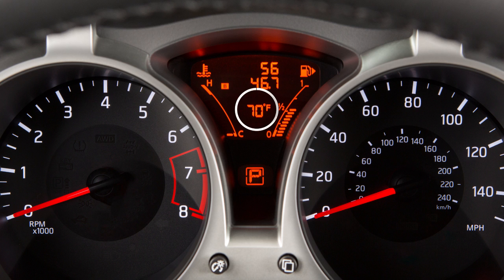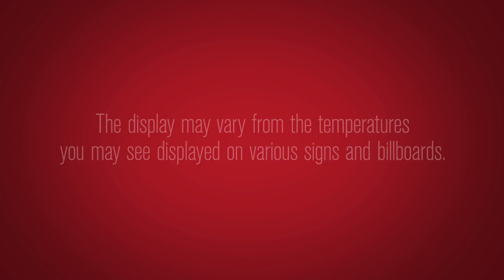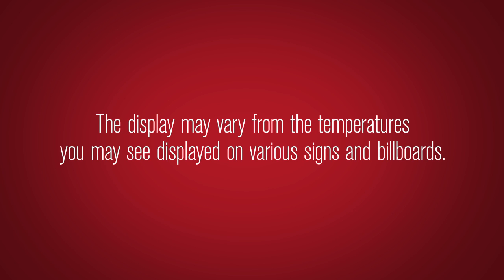The outside air temperature will display in Fahrenheit or Celsius. When the temperature hits 37 degrees Fahrenheit, 3 degrees Celsius or lower, the temperature display will blink to warn you. The display will stop blinking after 1 minute or when the outside air temperature reaches above 39 degrees Fahrenheit, 4 degrees Celsius. The display may vary from the temperatures you may see displayed on various signs and billboards.